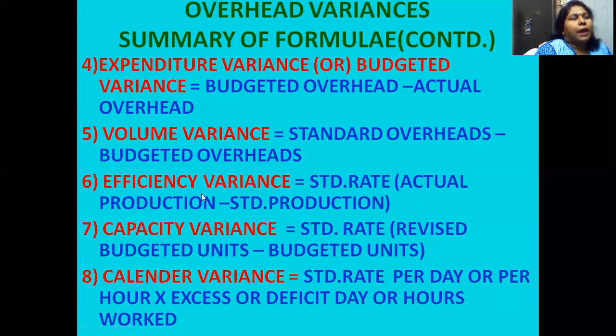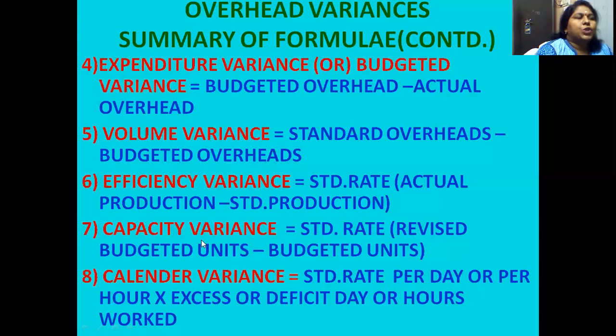The next formula I mentioned is efficiency variance. How to calculate the efficiency variance? By comparing the actual production with the standard production, and this has to be multiplied with the standard rate per hour. Okay, we will work out the problem, and at that time you will come to know how to work out this kind of variances in the next videos.